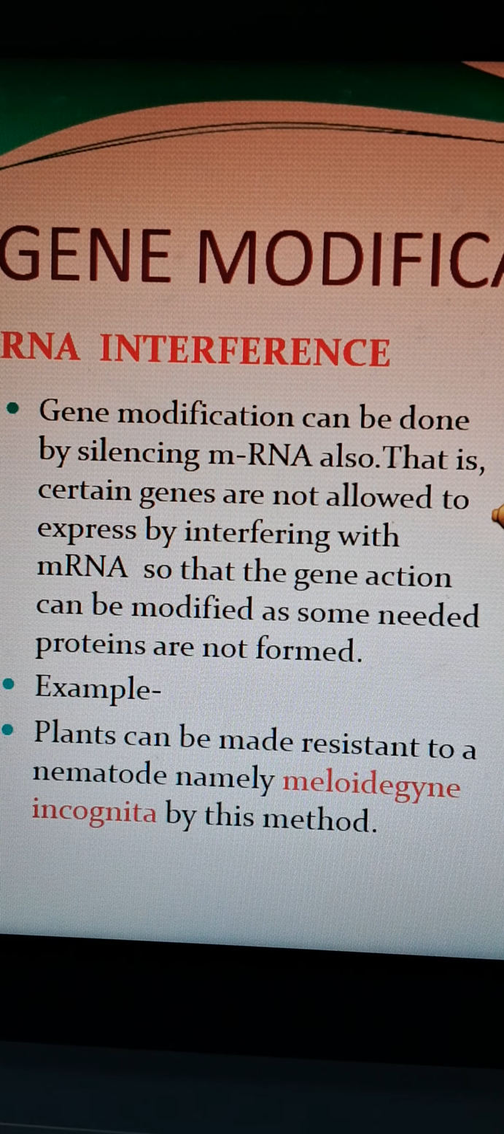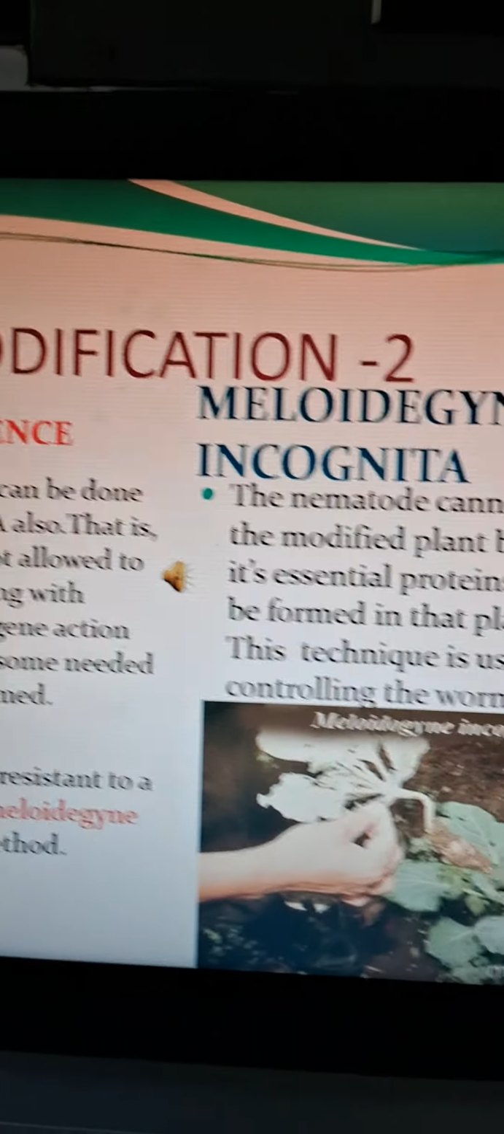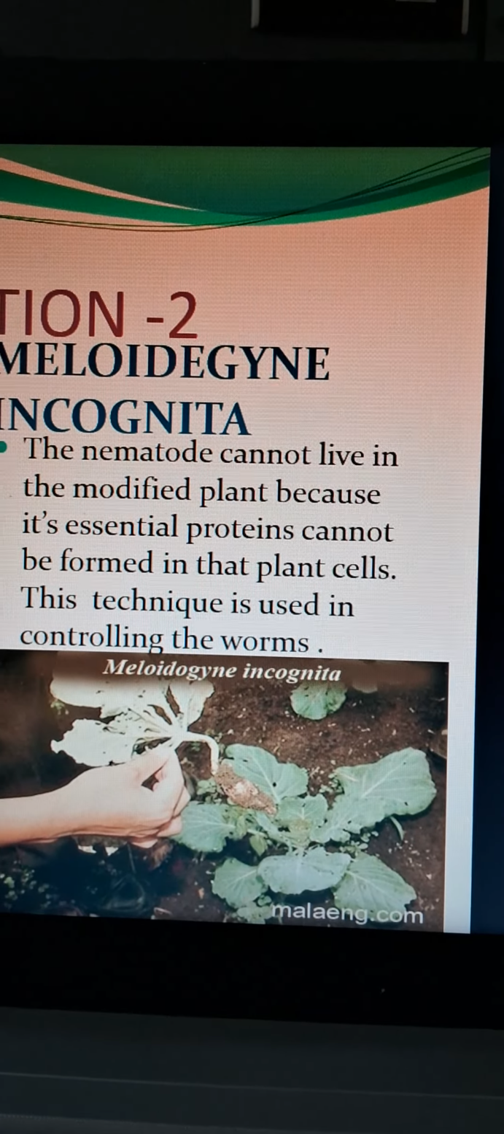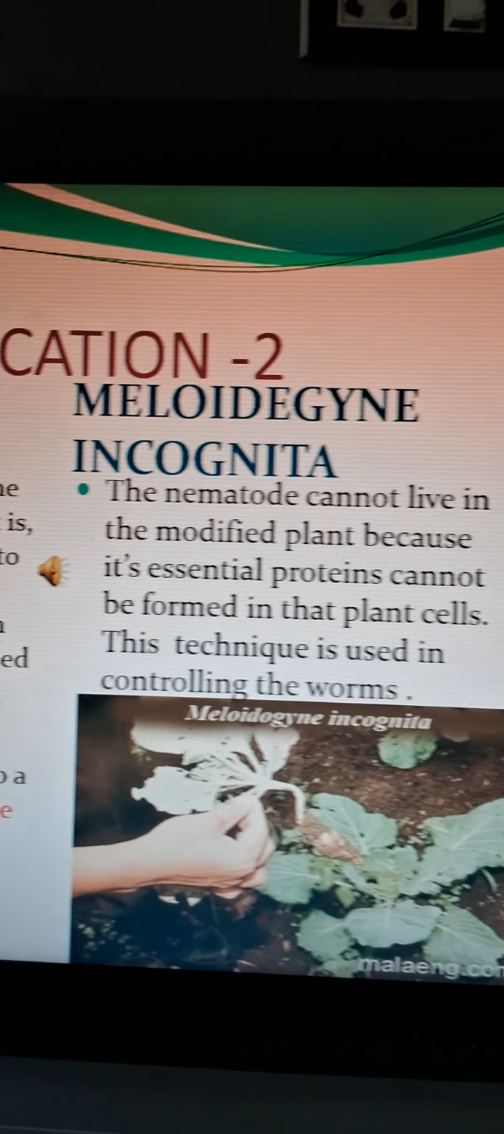Plants can be made resistant to a nematode, namely Meloidogyne incognita, by this method. The nematode cannot live in the modified plant because its essential proteins cannot be formed in that plant's cells, and this technique is used for controlling the worms.